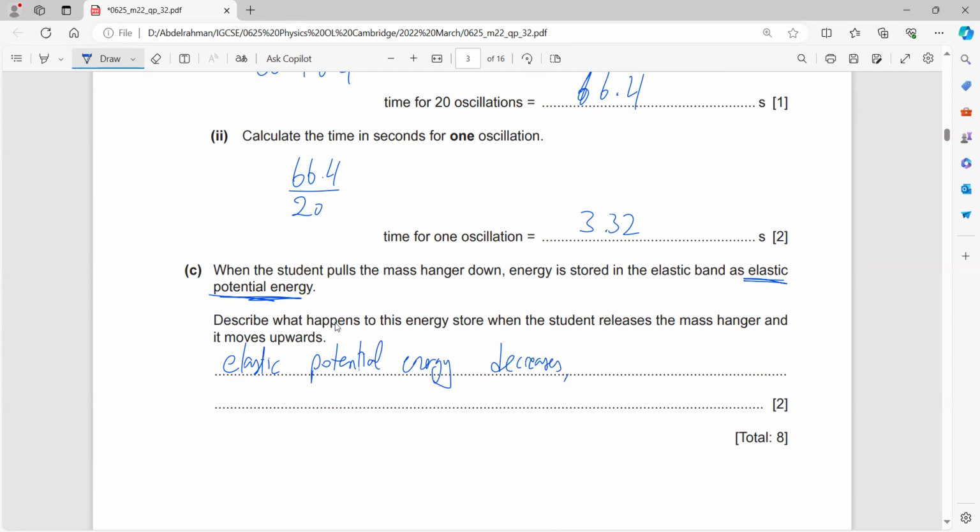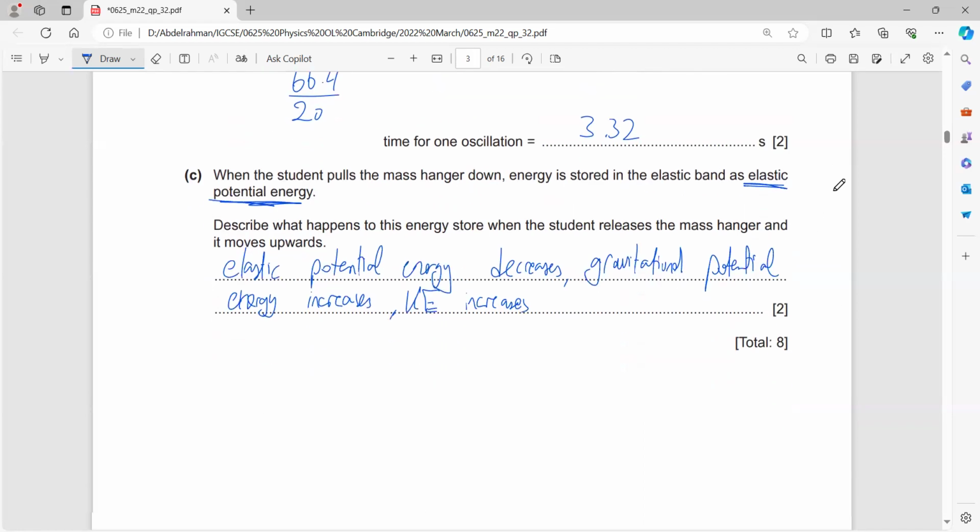And as it moves upwards, gravitational potential energy increases. You can also say that the kinetic energy increases as well. Kinetic energy increases as well. Okay, moving on.